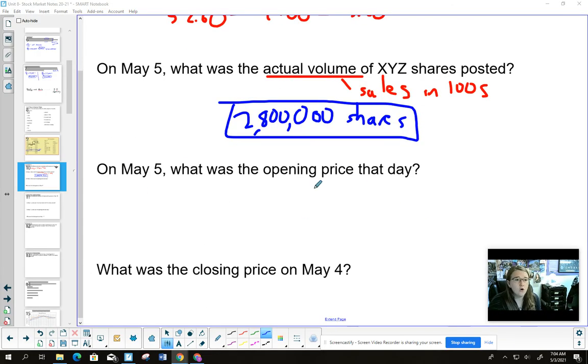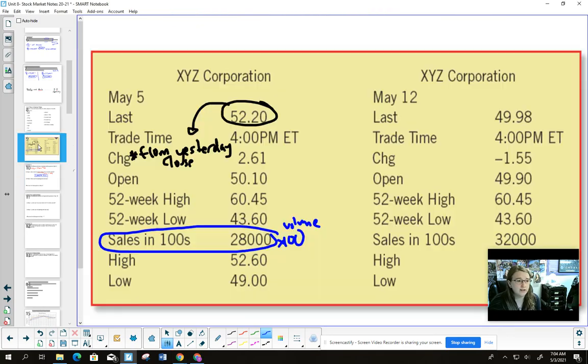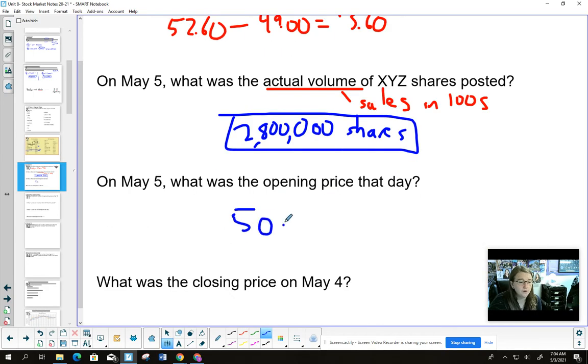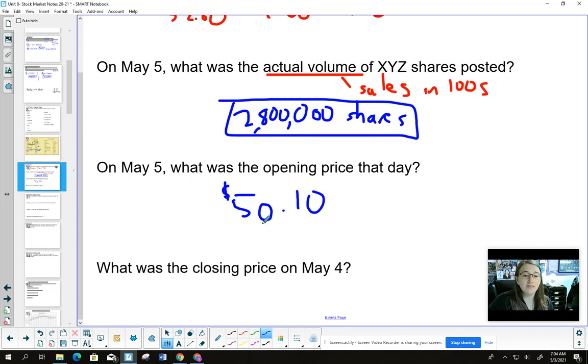On May 5th, what was the opening price on that day? So this is just reading. Find it on May 5th again. What was the opening price? 50.10 right there. So this is where it was on the opening price of that day.